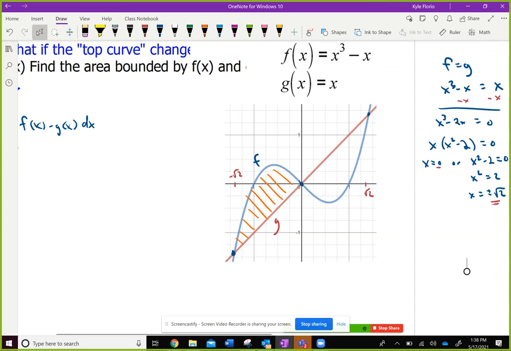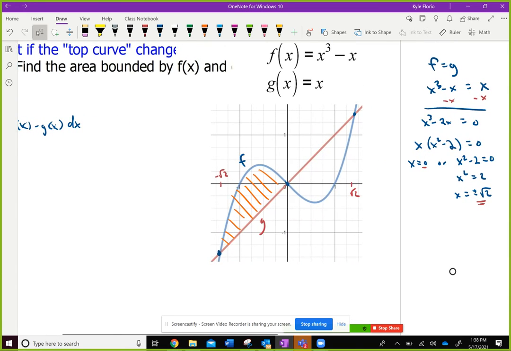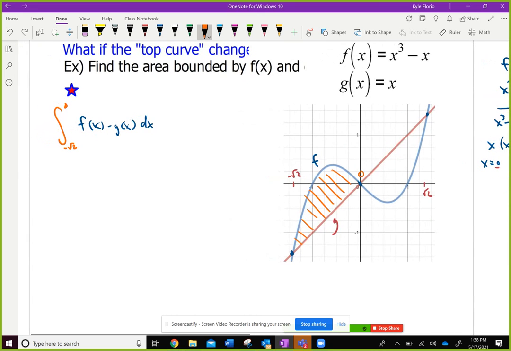There we go. Okay, so now I got my limits of integration here. You good? Wait, hold on one second. It's from negative root 2 to 0. Okay, I'm good. So that'll get me that orange chunk. So this orange integral will give me the orange chunk. This green chunk right here, I'll just add that to the orange area. That'll give me the total area.